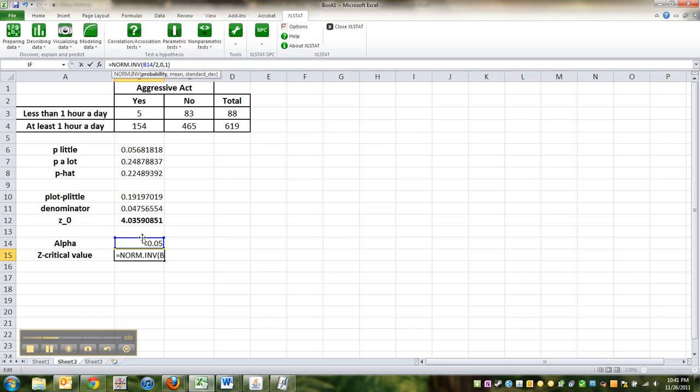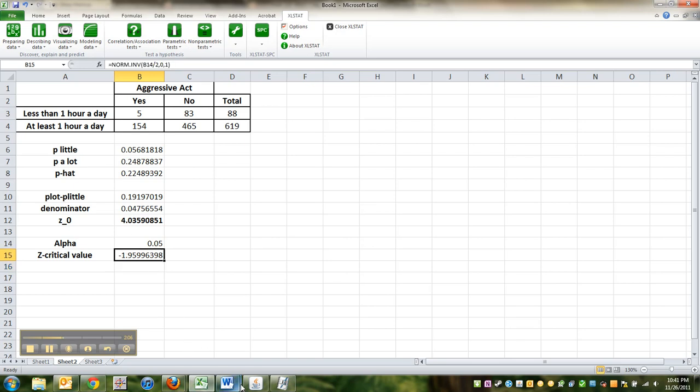If it was a one-tailed test, that would be different. You'd just leave it as alpha, or 1 minus alpha, depending on whether you're right-tailed or left-tailed. Then you tell it the mean is 0, the standard deviation is 1, because this is the standard normal curve. Press enter and you've got it, negative 1.960.